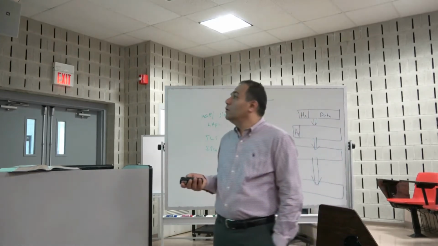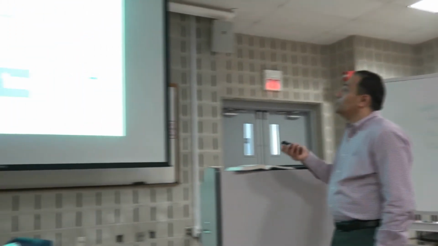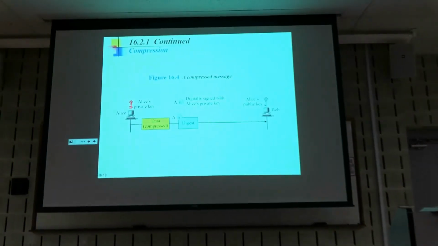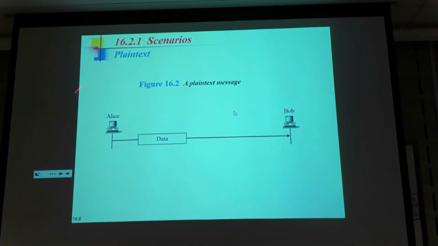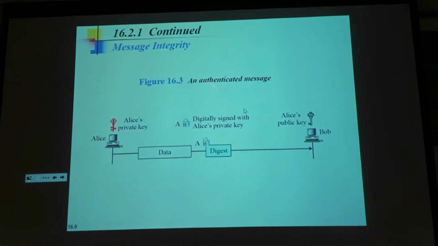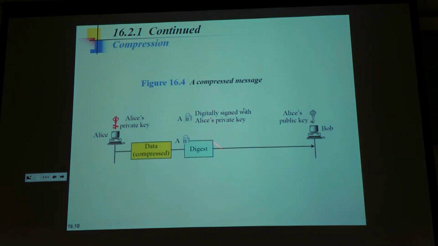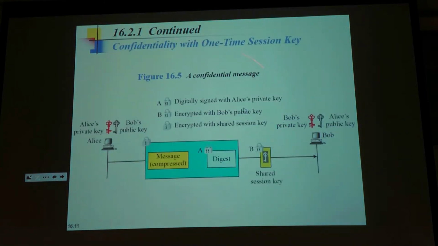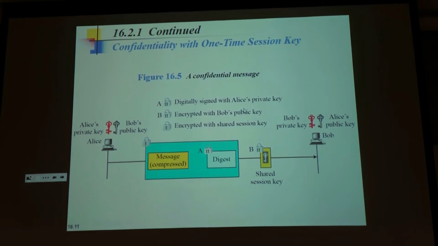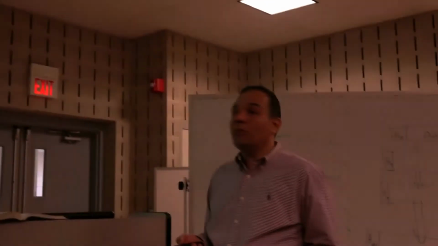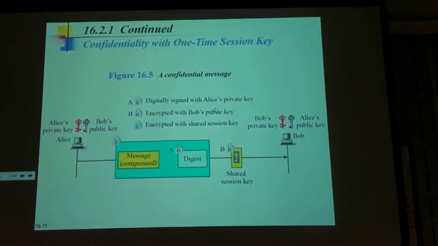All right. Then we could have confidentiality. So again, let's go back here. Here, plain text, there is no security. Here, we just worry about message integrity. Here, compression with message integrity, and you could have confidentiality with a one-time key. We spoke about how to generate a one-time session key last time, right? Diffie-Hellman is one of the examples, if you remember. So a confidential message. What will happen here?